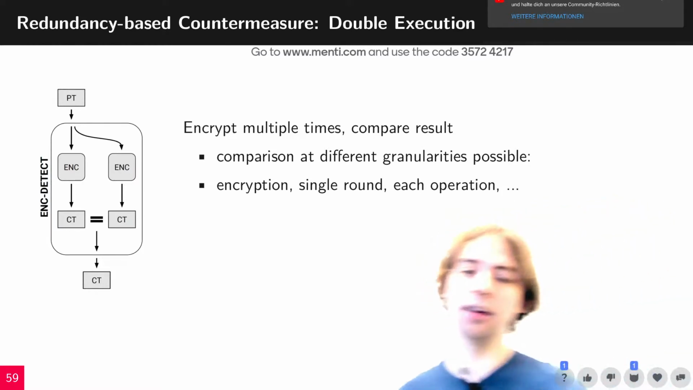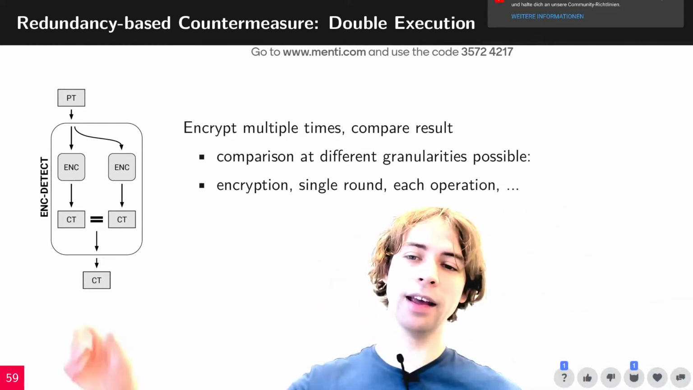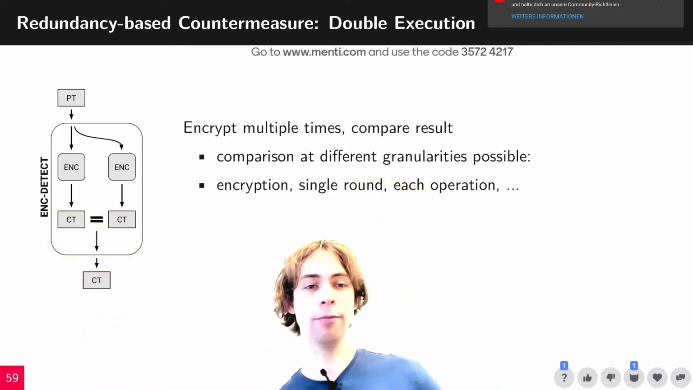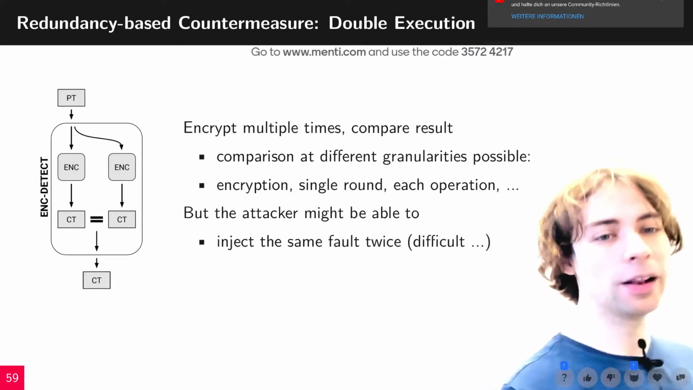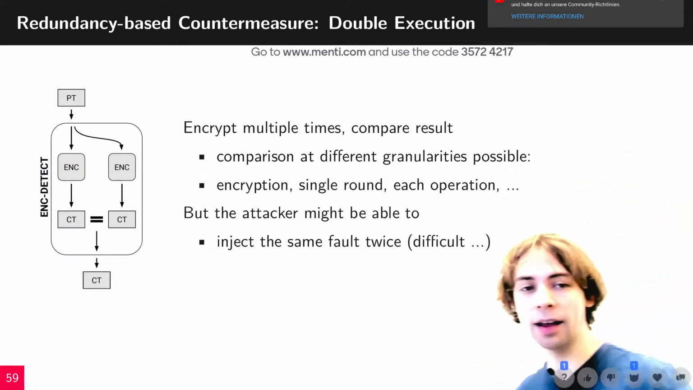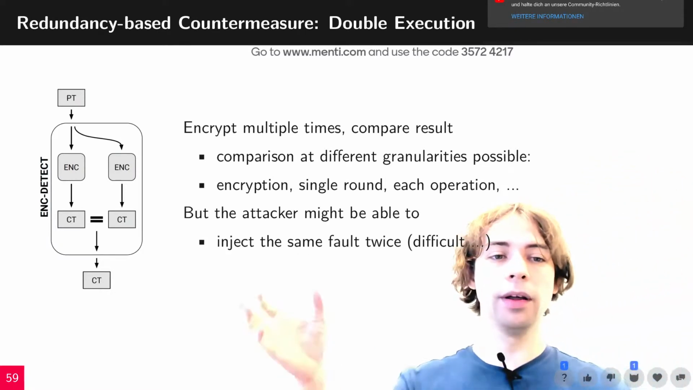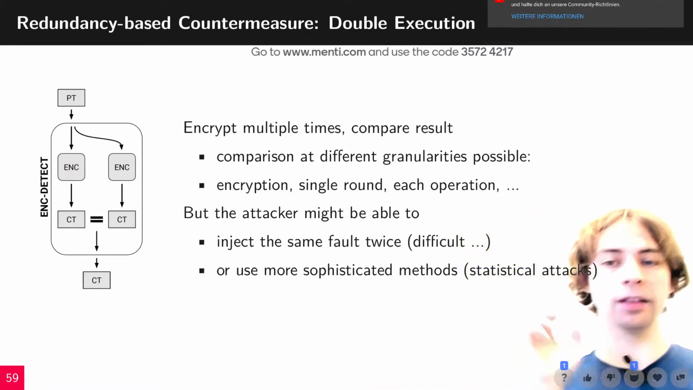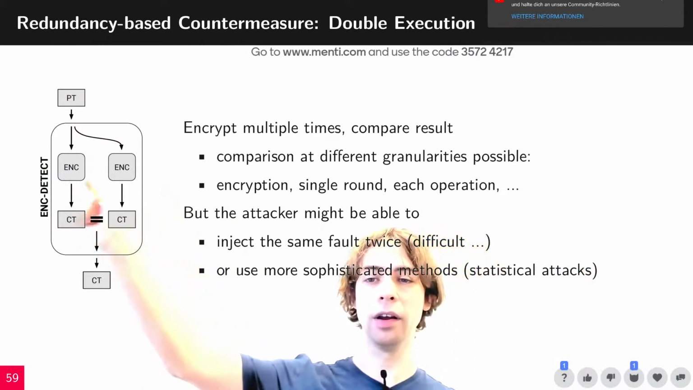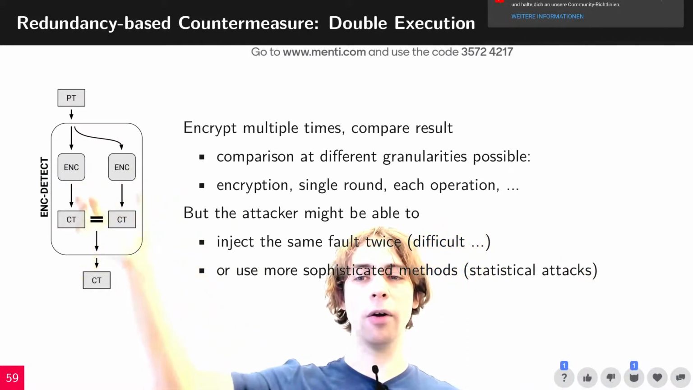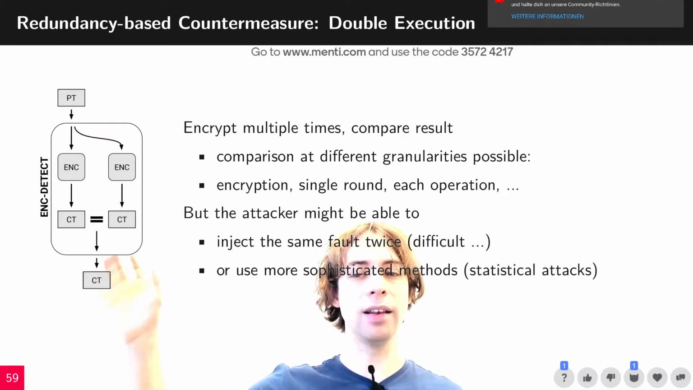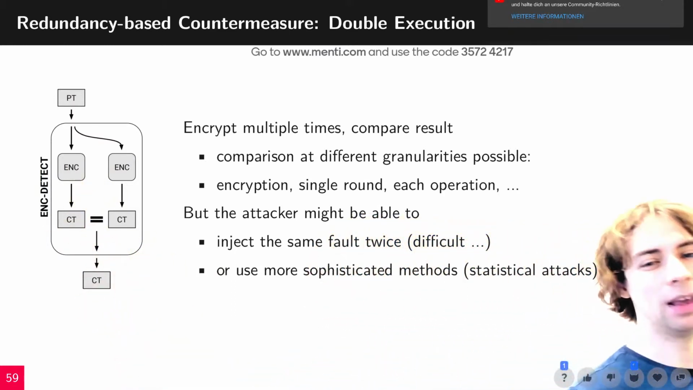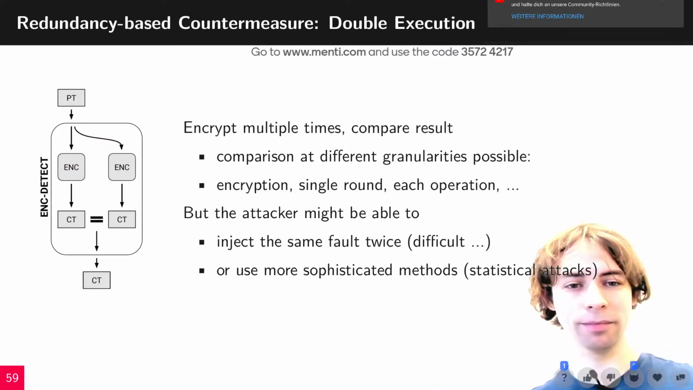There's one problem left: what if the attacker can fault both encryptions at the same time in the same round with the same fault? That's difficult, but it would be a remaining attack. Or maybe more sophisticated methods. Maybe the attacker uses statistical methods to see, well, I faulted it here, it didn't fault, but I observed that the device did something different now, so I know that I induced a fault here, and maybe can infer something from that.